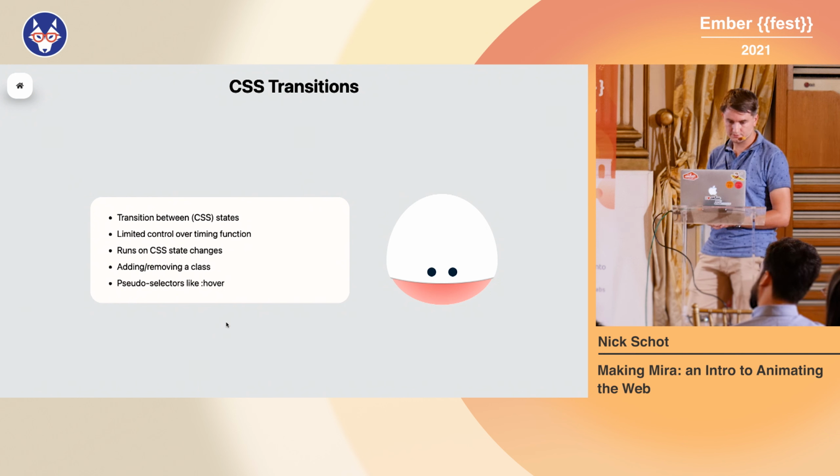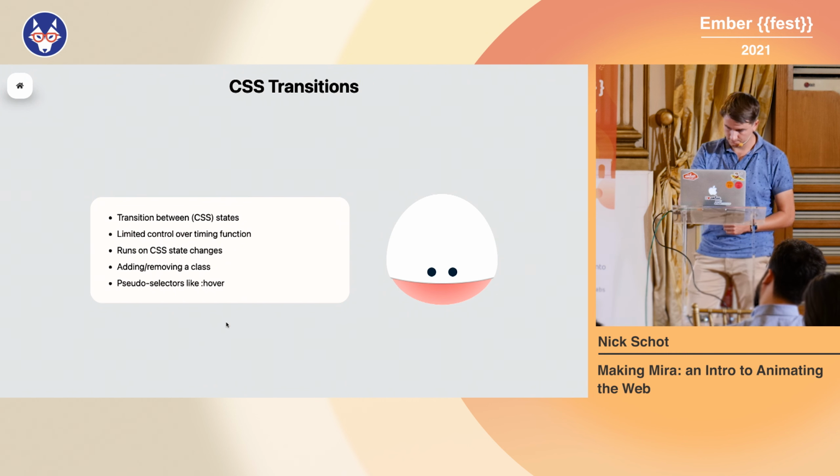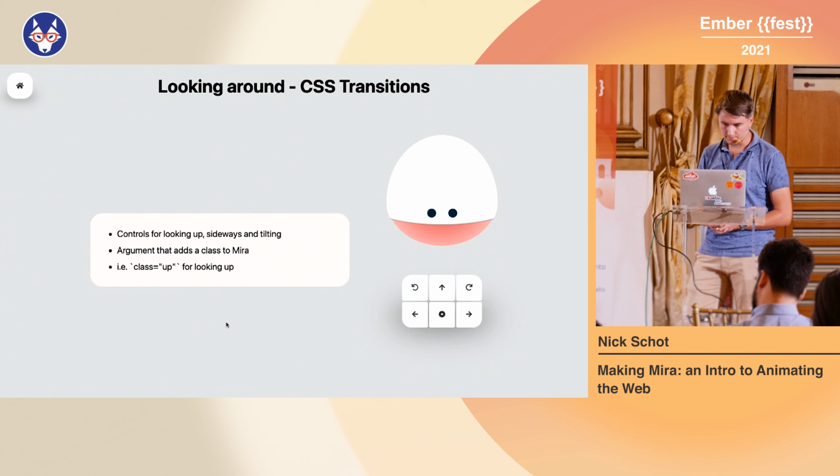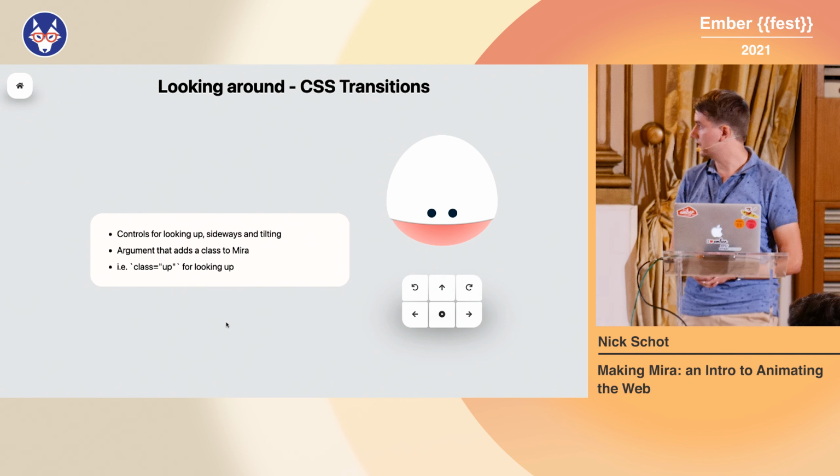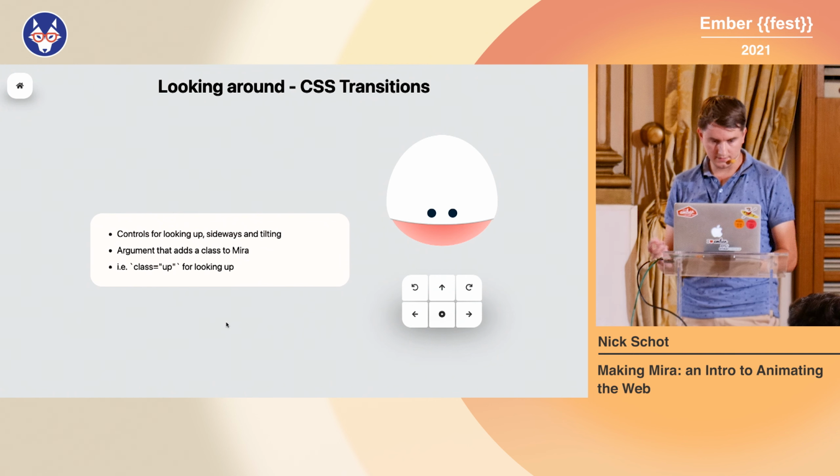So CSS transitions run on CSS state changes like adding or removing a class, or when something like a hover happens. I've added some controls here so that we can move Mira's head around. All this does is pass an argument into the Mira component, which adds a class. So we can style those classes to make Mira look around.